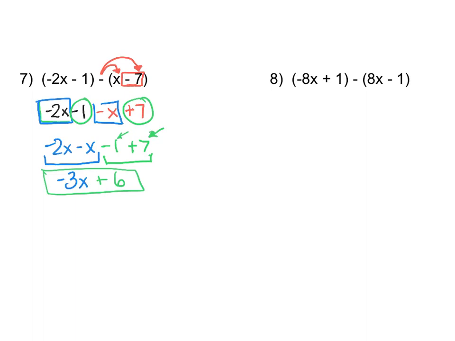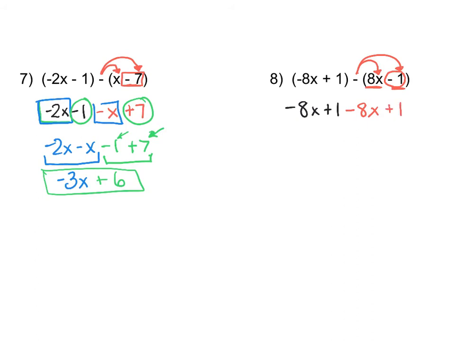So same thing on this one. On number 8, I'm going to have to take the opposite of the 8x and the opposite of the negative 1. Okay? So I have negative 8x plus 1. And then the opposite of 8x is minus 8x. And then the opposite of negative 1 is a plus 1.